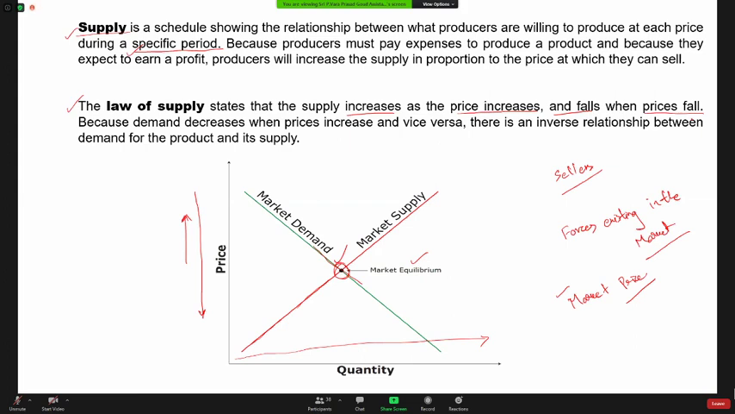Demand decreases, yes, demand decreases. Then who will show interest to buy the product?